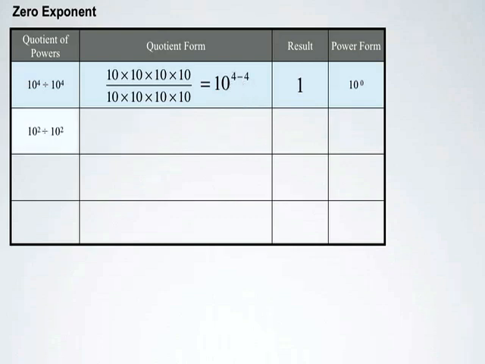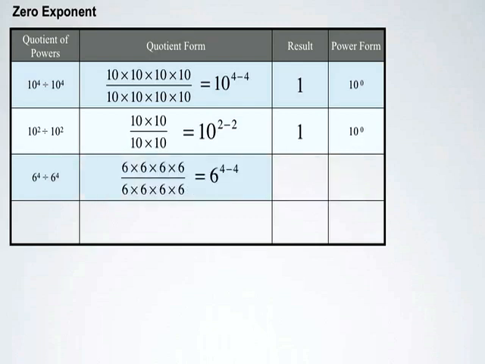What about 10 squared divided by 10 squared? Again, we would have 10 to the 2 subtract 2 according to our law for dividing powers, but we know it has to be 1, anything divided by itself. The law for dividing powers would give us 10 to the 0. What about 6 to the 4th divided by 6 to the 4th? Again, we would get 6 to the 4 subtract 4. We know it has to equal 1 because anything divided by itself is 1, but the law would give us 6 to the 0.